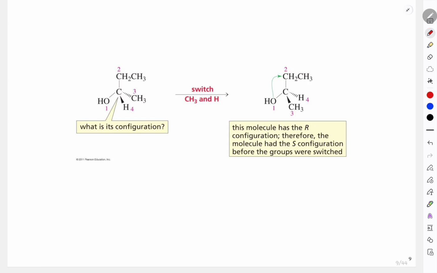So in this case, you can switch methyl and hydrogen. That will give you the second enantiomer. Then the S or R character of this carbon, the absolute configuration, will get converted. For the right hand side, it is saying this molecule has R configuration, which means this has to be S configuration. Okay?